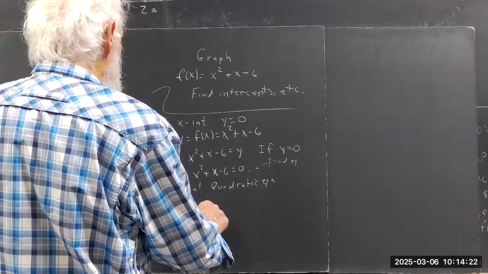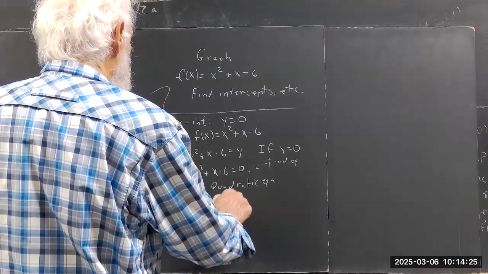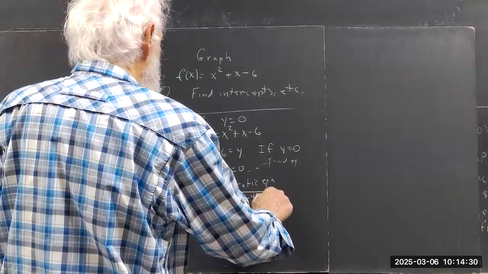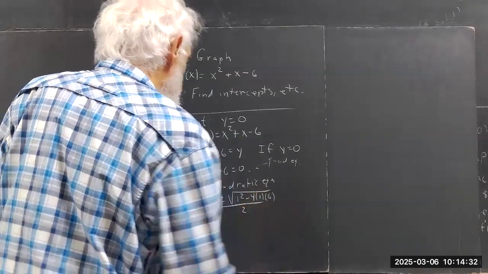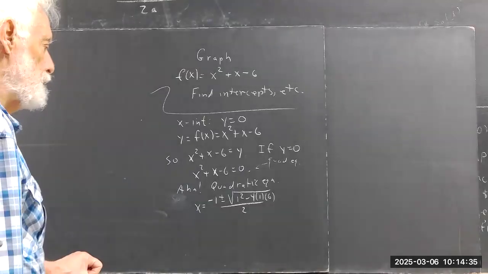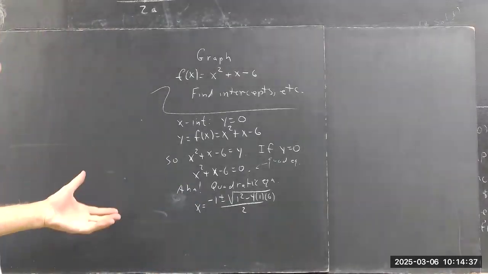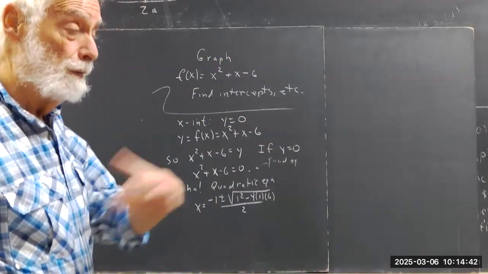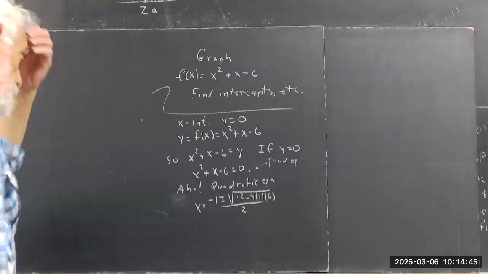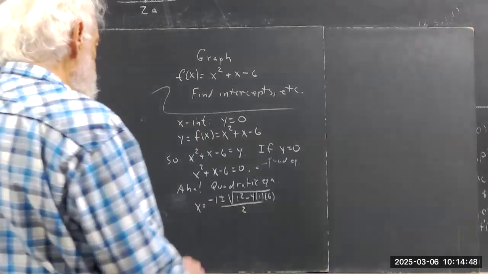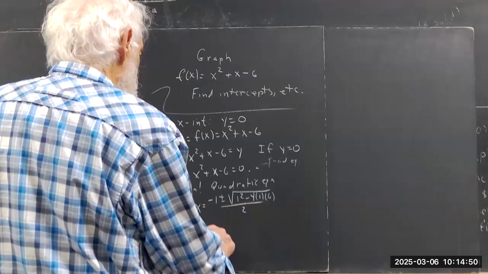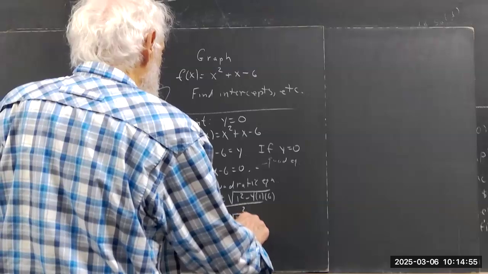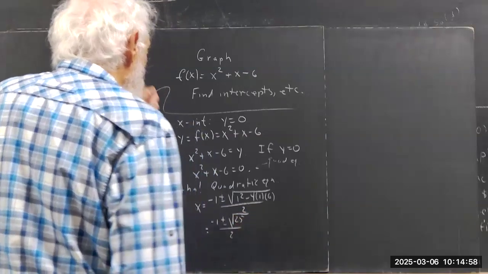X equals -1 plus or minus the square root of 1 squared minus 4 times 1 times -6, over 2. And of course, if you don't remember the quadratic formula, you should write it out and write out that A equals 1 and B equals 1 and C equals -6. But everybody here understands that quite well. But again, write out the detail and you'll remember them much better. Well, that's going to be -1 plus or minus the square root of 25 over 2.